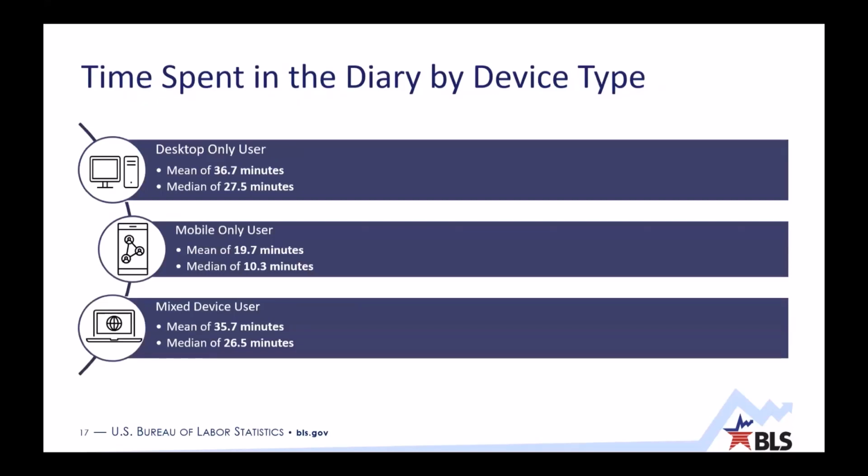And after estimating the overall time for diary users in 2021, we again use the device type information to split the users up. The results show that on average, desktop only users, shown at the top, spent the most total time in the diary with a mean of 36.7 and a median of 27.5 minutes. And mixed users, shown at the bottom, trailed desktop only users by only about a minute in both the mean and median estimates of total time.